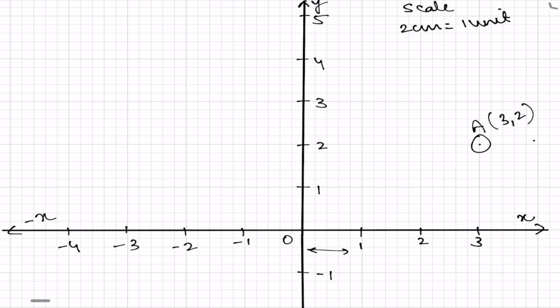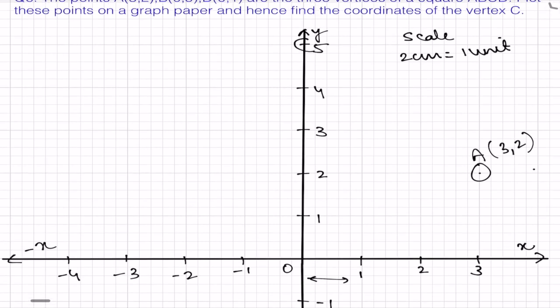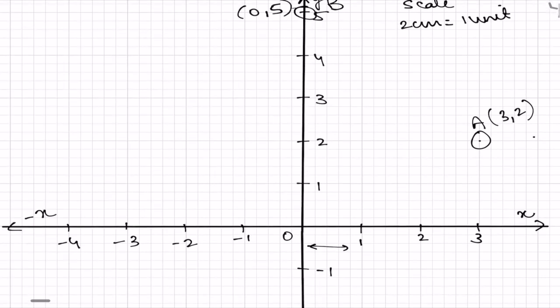Next is 0, 5. Now x is 0, y is 5. That means this point will lie on y-axis. So 0, 5. This is point B. Next point is D. That is 0, -1. Again x is 0, y is -1. Again this point will lie on y-axis but on the negative side. So this point is D, that is 0, -1.